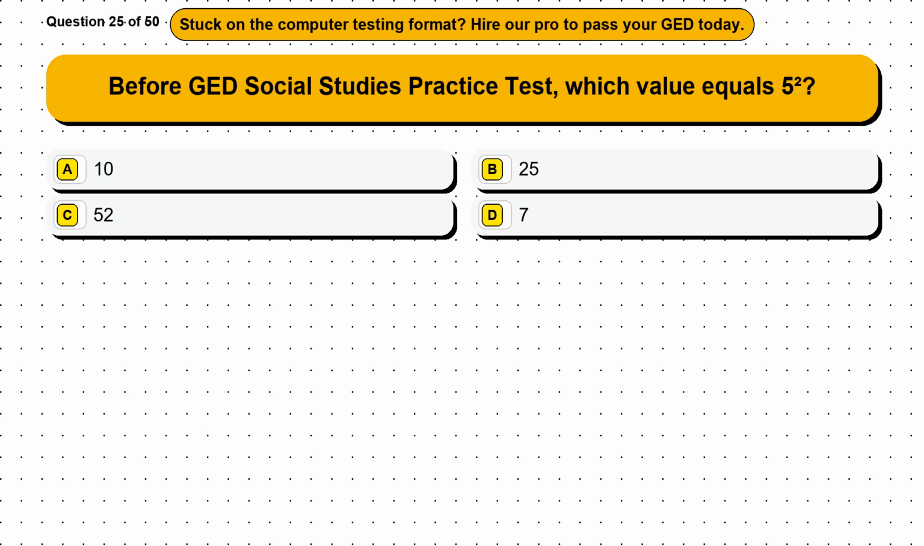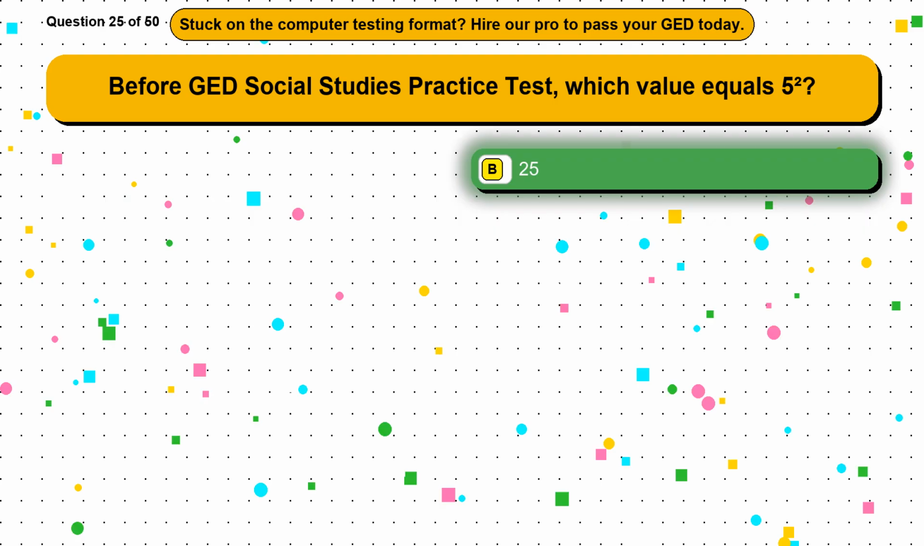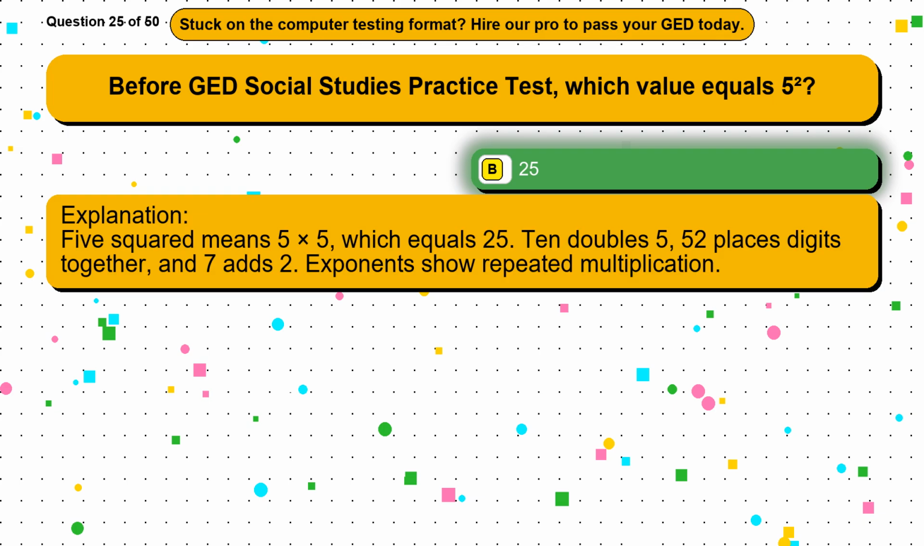Question 25. Before GED Social Studies practice test, which value equals 5 superscript 2? Option A, 10. Option B, 25. Option C, 52. Option D, 7. The correct answer is option B, 25. 5 squared means 5 times 5, which equals 25.